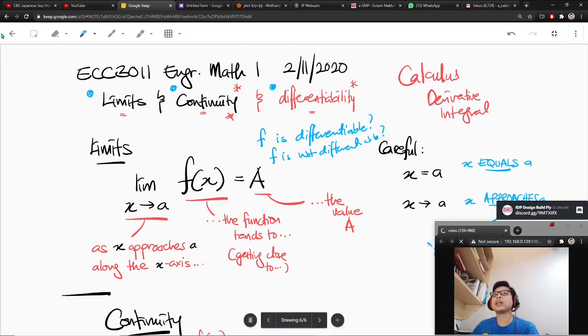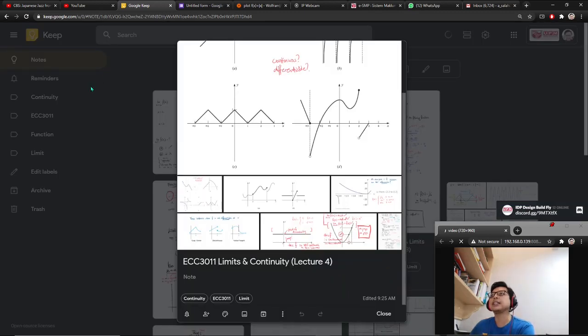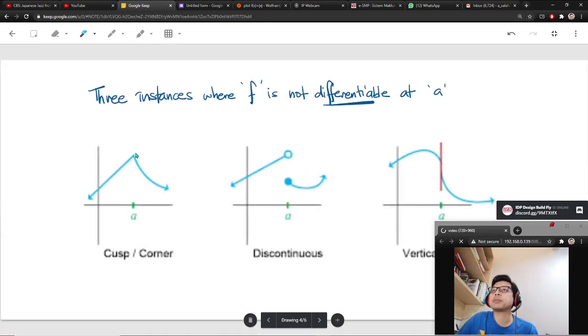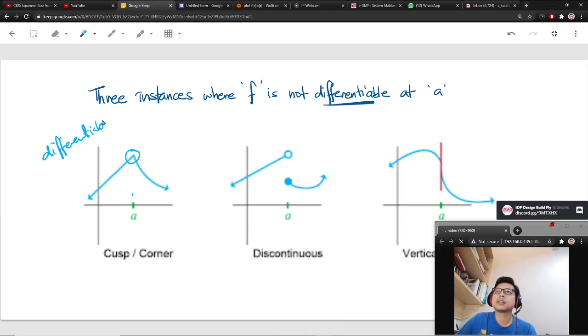Okay, so I want to explain this in terms of visuals. I think it's easier that way. Look at this. There are 3 instances where a function is not differentiable at a point A. Okay, there's only 3. When you have a corner like here, something sharp, not smooth, a cusp or corner, you can say this function is not differentiable at A because you have a cusp or corner here. It's differentiable everywhere else, but at that point A, it's not differentiable.